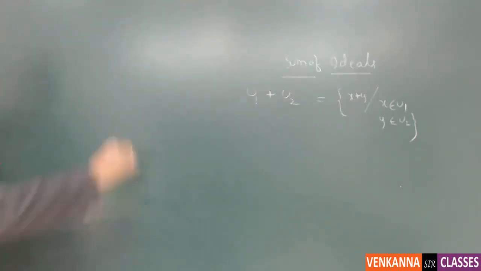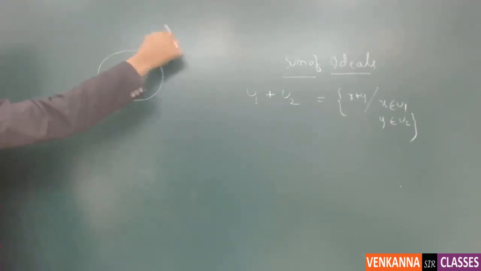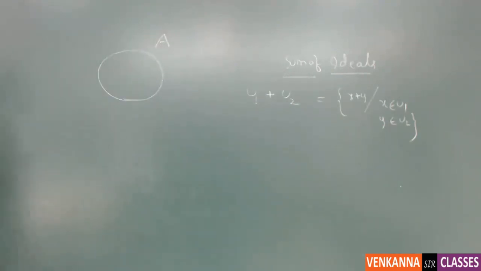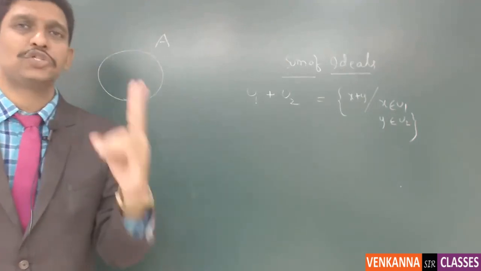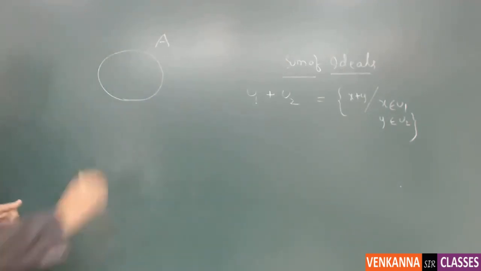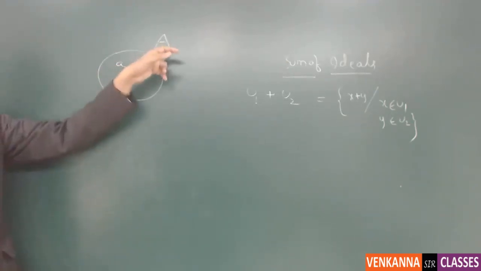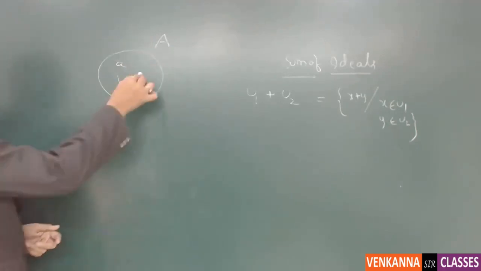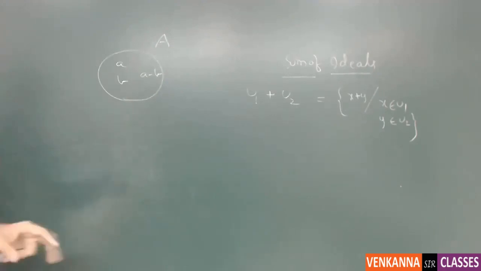Now see, whenever you take a set, say A, if you want to say that A is an ideal, you need to show that A satisfies two conditions. So what is the first condition? Whenever I take elements a and b in A, then a minus b also belongs to A. That I have to show. That is the first condition of the ideal. Accepted?